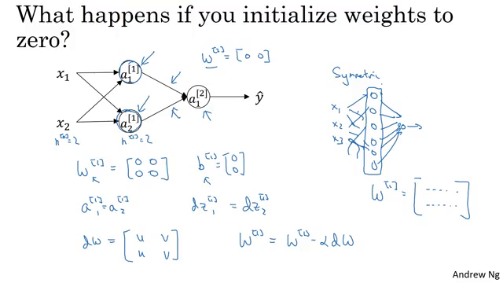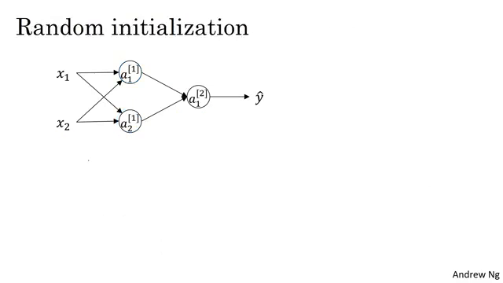The solution to this is to initialize your parameters randomly. So here's what you do. You can set W1 equals np.random.randn.